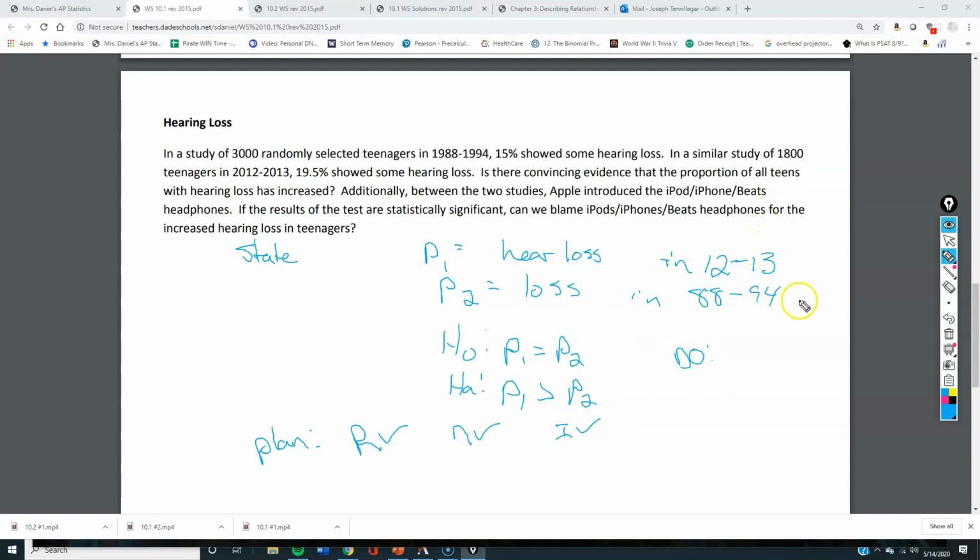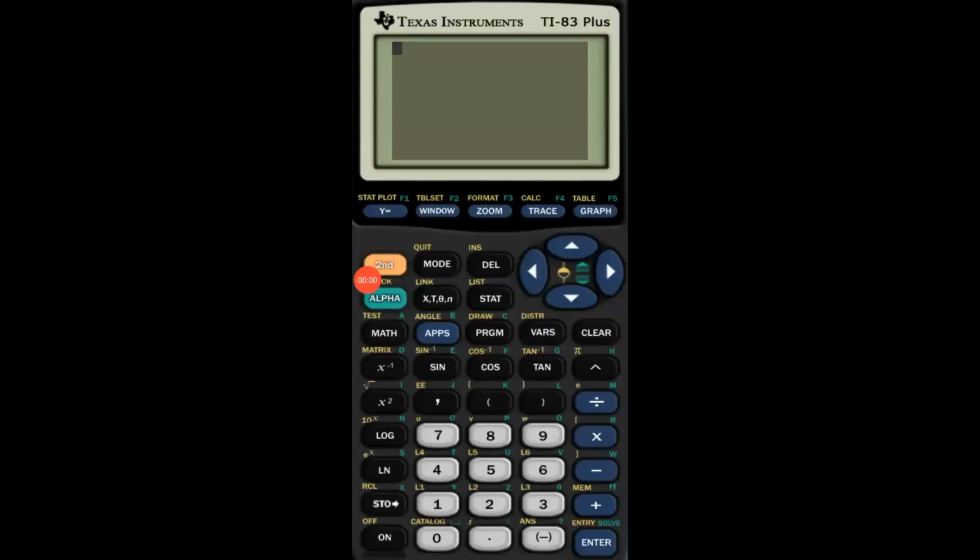This is going to be a 2 proportion Z test. And fade away to the calculator. All right, y'all, it's 10.1 number 2. I'm looking at hearing loss. Again, we're going to go stat. Now this time we are doing a 2 proportion Z test.